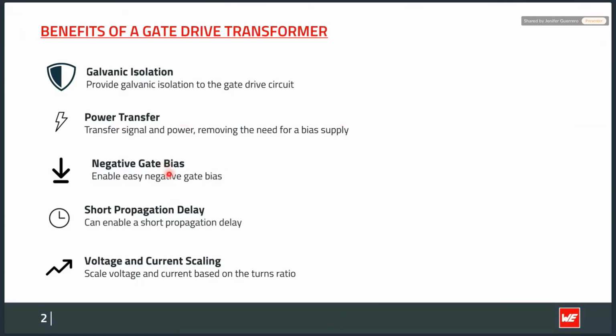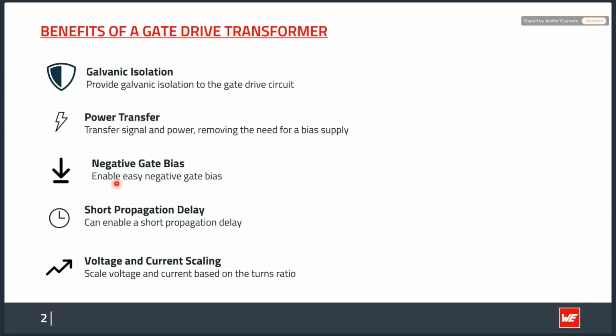Related to the power transfer, this is more specific to one of our types of gate drive, but it still applies also to the other one. Unlike digital isolators or optocouplers, which need an extra power supply on the secondary side, the gate drive transformer can transfer both the control signal and power together.